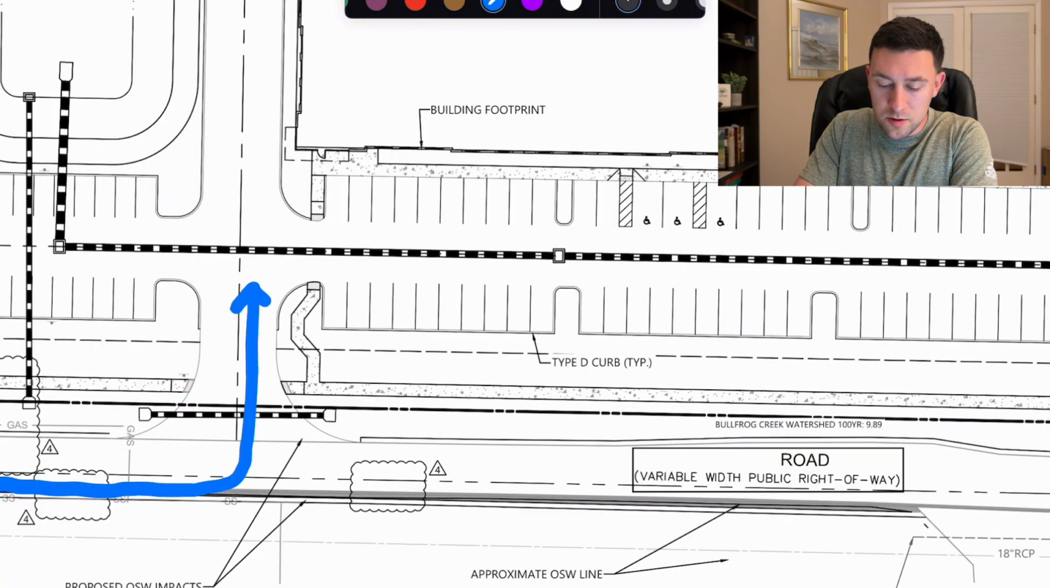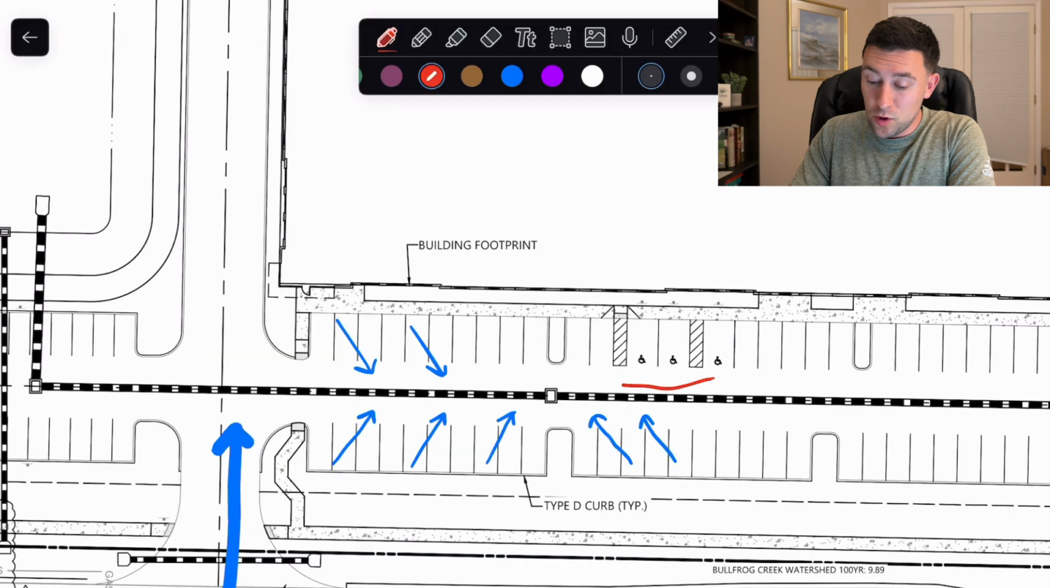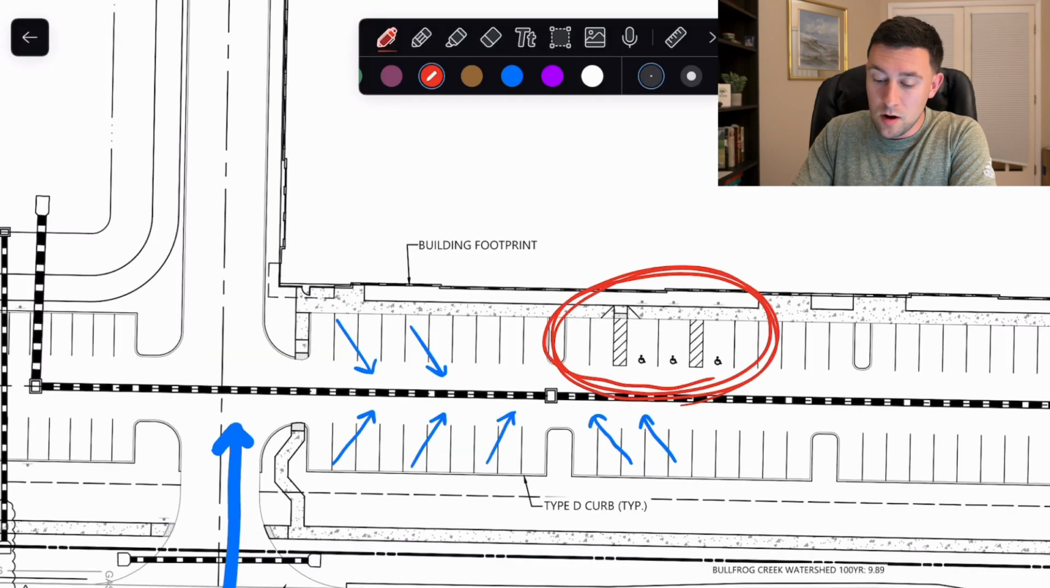We want water to be able to travel to these low points, so we're going to be using a minimum of 2% to convey water to the low point there. And just for a little piece of advice, we're probably not going to get to it in this video, but we need to be very cautious of how we are laying out our ADA.